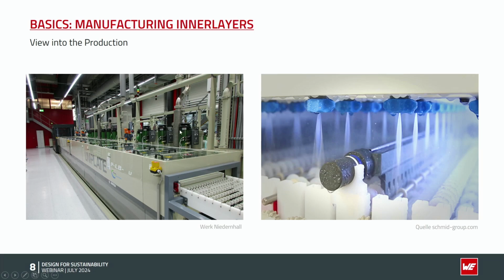You can see here the green parts are a lot of pumps which are pumping all the process chemicals into the bath. And here you see a module with a spraying nozzle where, for example, the etchant solution is put to the board and the pattern is etched.